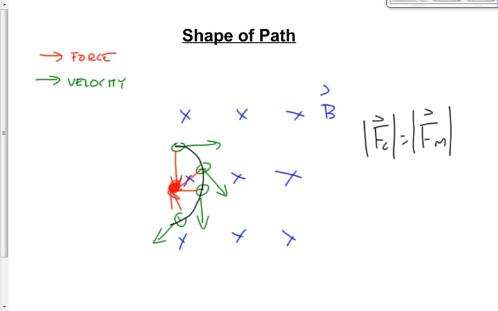Does that change what we did yesterday? Not at all. All the particles that we looked at in the problems that we did yesterday and earlier today, they went in a circle.